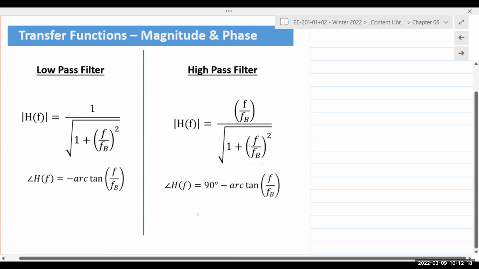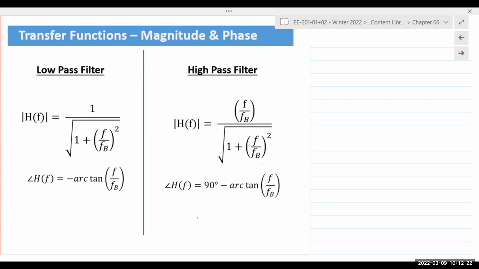We're talking about the magnitude and phase of the transfer function equations. So far, we have looked at first order filters, first order circuits, RL, RC, right? 2 circuits, 4 functions, depending on where we take the output. 1 energy storage element, so a first order circuit, first order filter.